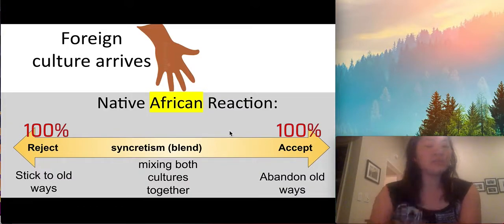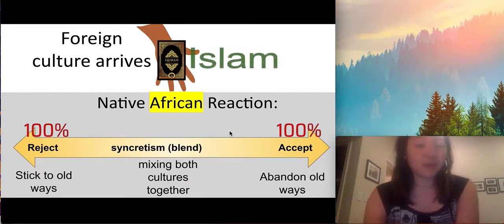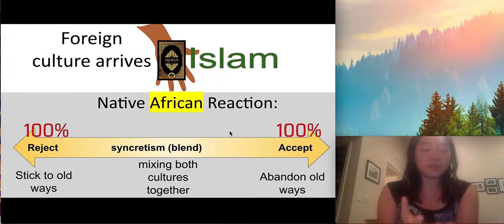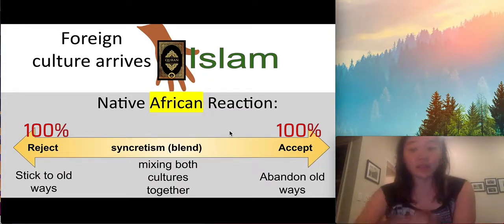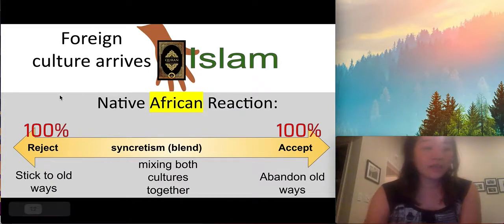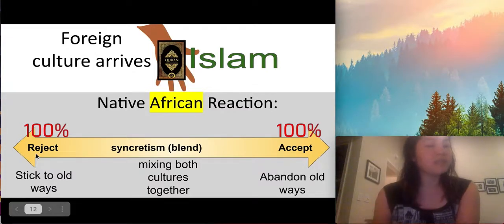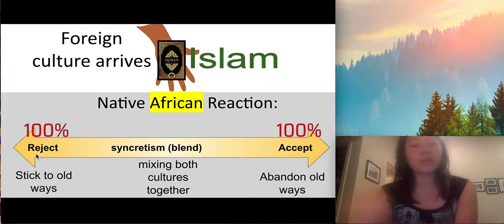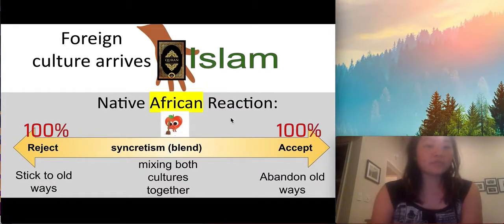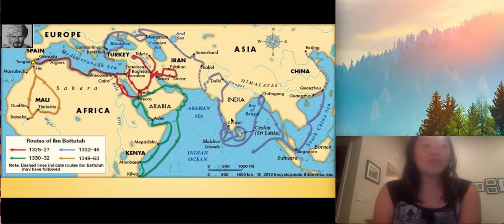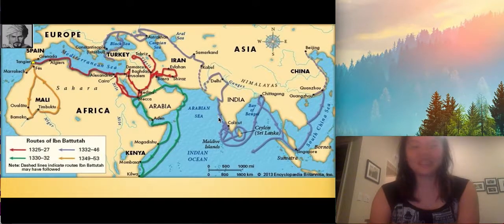And a similar thing is going to happen with Islam, okay? So when Islam is introduced to Africa, the native Africans can decide how to react. They can 100% accept Islam and abandon their old ways. They can 100% reject Islam and stick to the old ways. But what we see more often is a syncretism, a mixing of both religions together. And this remixing is what made Ibn Battuta, like, he couldn't believe it.